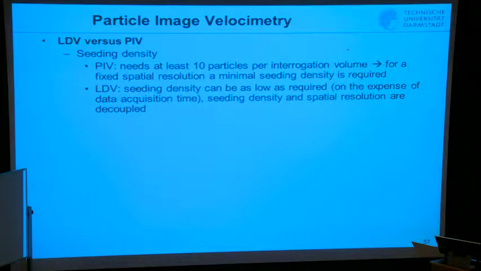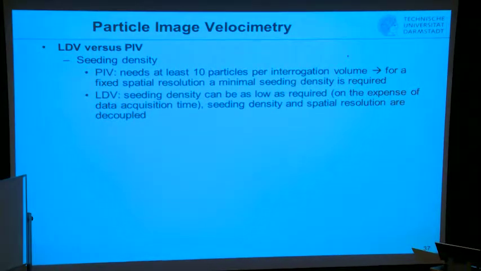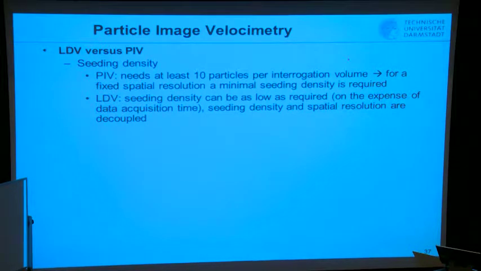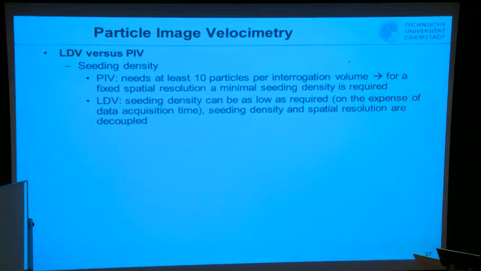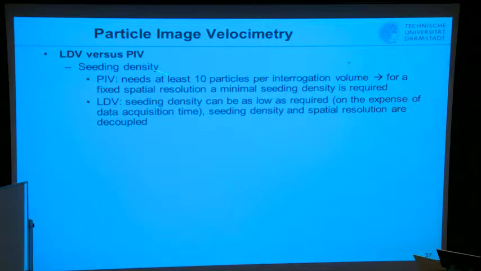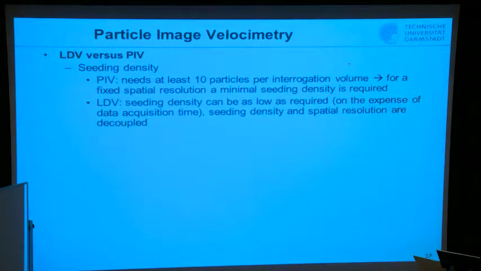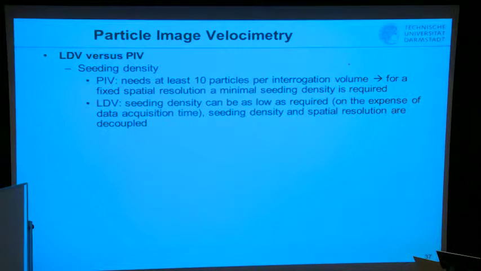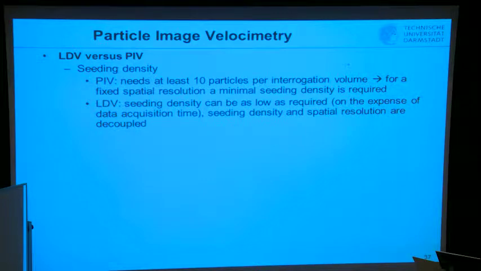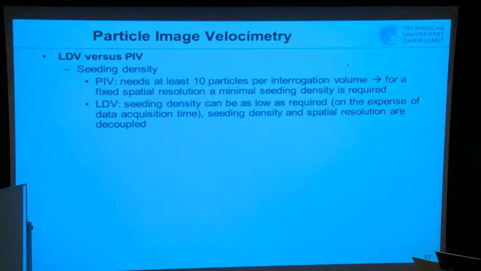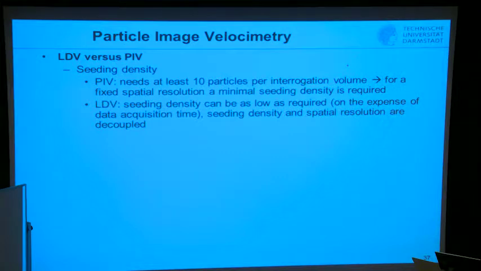I think it's very important now as well to have at least a rough comparison between laser Doppler and particle image velocimetry. And so from my perspective, there are huge differences with respect to seeding. So for PIV, the advice is that you have something like 10 particles in your interrogation volume to get a reasonable estimate of the velocity. For that, if you have a fixed spatial resolution, let's say you're aiming for something like a millimeter resolution in each direction, you have a minimal seeding density. Going lower is not possible.